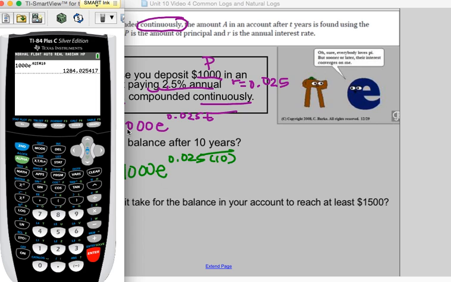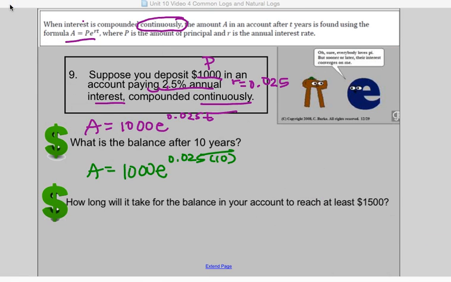This is talking about money. So money, we do not round to 4 decimal places or 3. We only round it to 2. So this 5 tells me to round up, so $1,284.03. So the amount is equal to $1,284.03.